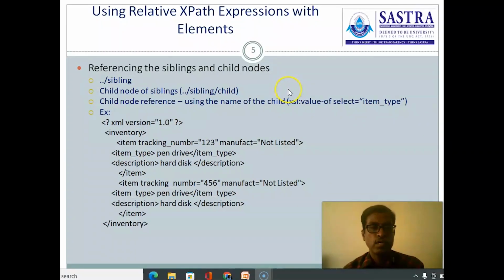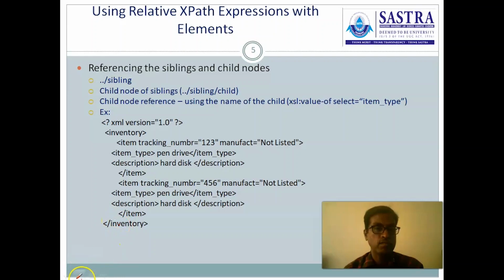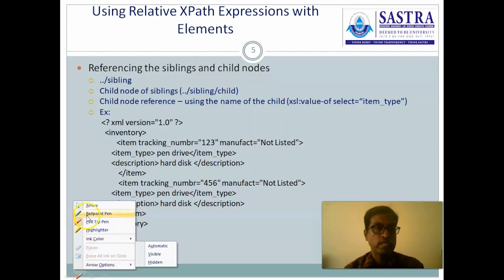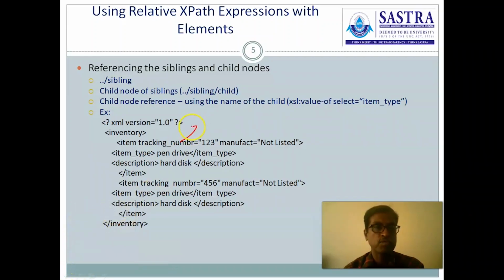Next one, referencing the siblings and child nodes. How to refer to the siblings? Already I told that in the current context level, if you are finding any other element in the current context node, then that will be called siblings. How to refer to those siblings? By means of double dot and then siblings. As I said previously, directly we are able to refer to it by means of the sibling's name.